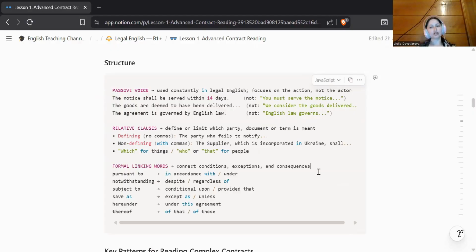Okay? And let's go on to some formal linking words. Connect conditions, exceptions, and consequences. Pursuant to, in accordance with, or under. Notwithstanding, despite, regardless of. Subject to, conditional upon, provided that. Save as, except as, unless. Hereunder, under this agreement. Thereof, of that, of those.